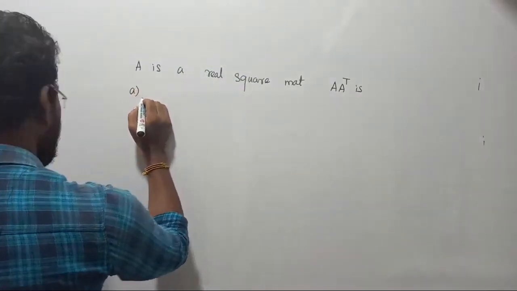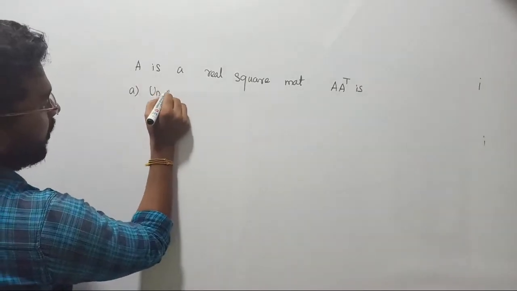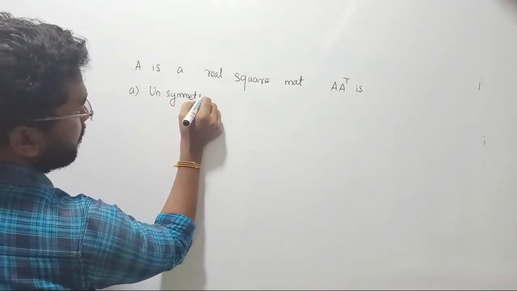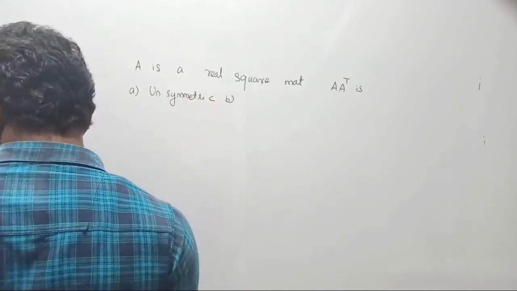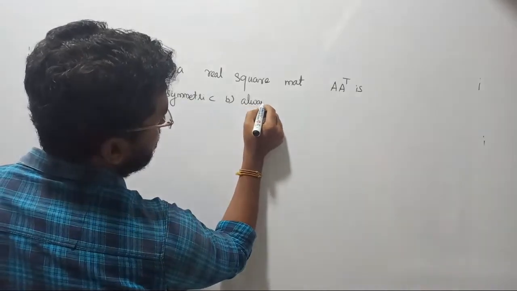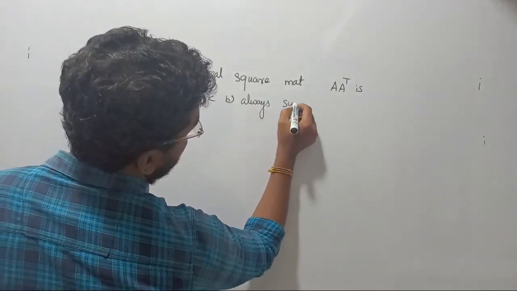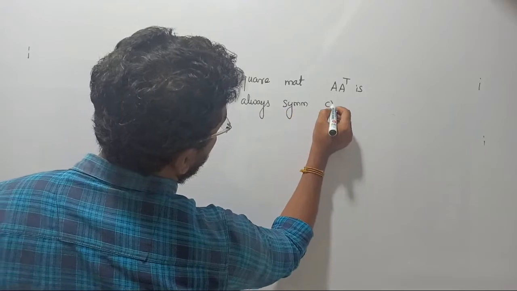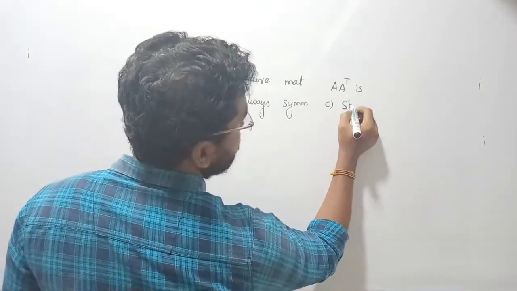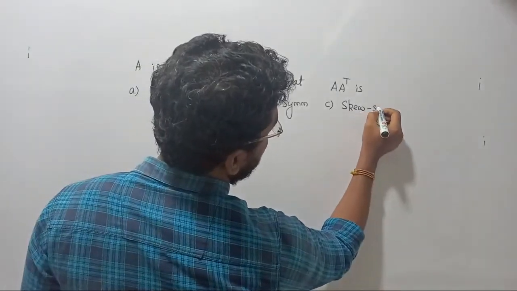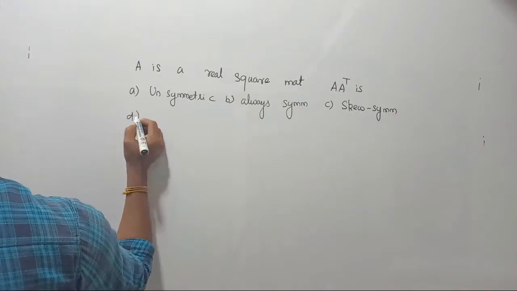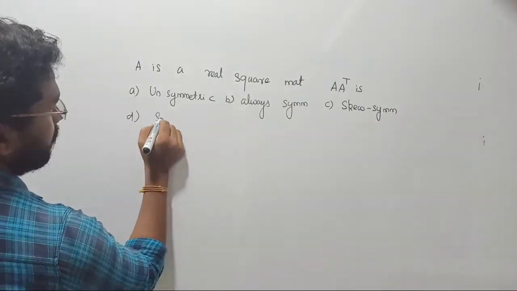Option A, they said unsymmetric. Option B, they said always symmetric. Option C, they said skew symmetric. Option D, they said sometimes symmetric.